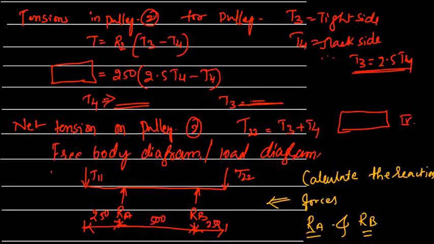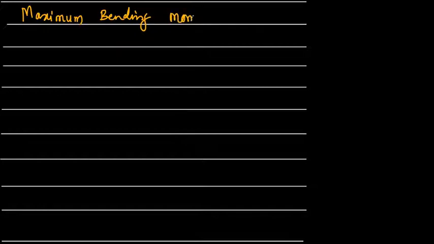Next, once you get the value of RA and RB, you need to find out where you are going to get the maximum bending moment. So next, go for bending moment calculations. Let us go for bending moment at pulley 1. If you consider pulley 1, MBA is 0.